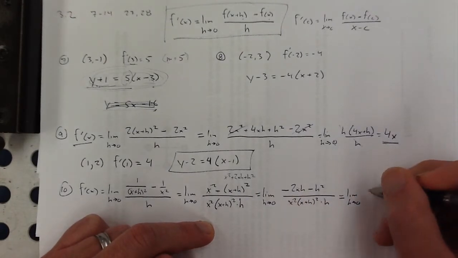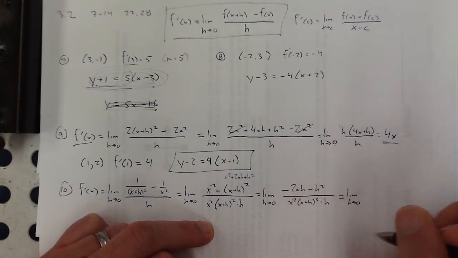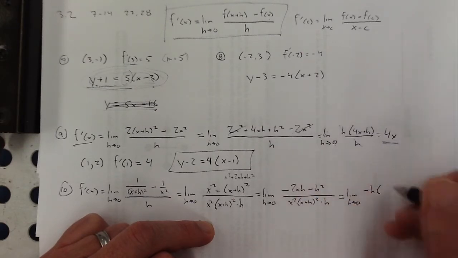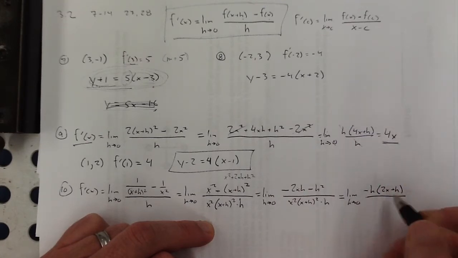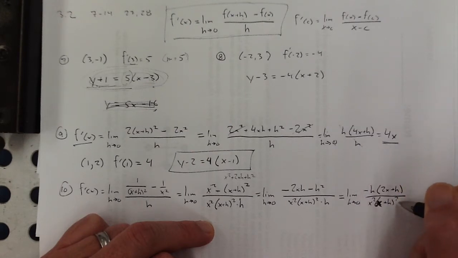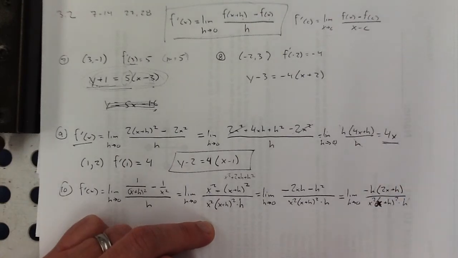Okay, so now I think I need to factor out, well, it doesn't matter, h or negative h. I'd like to get that negative sign out there. You don't have to. And then have 2x plus h. You could have left it h out here and negative 2x minus h. That works. x squared times (x plus h) squared. That looks like a negative sign. Sorry, there's not a negative sign there. Times h. Okay, now the h's cancel.